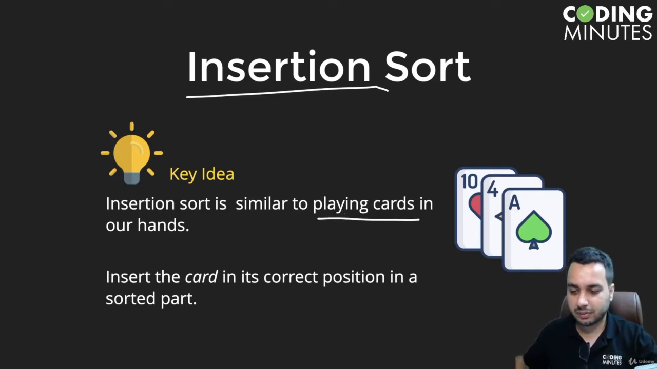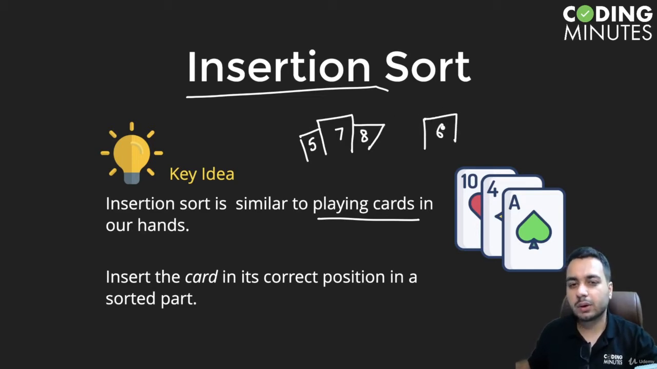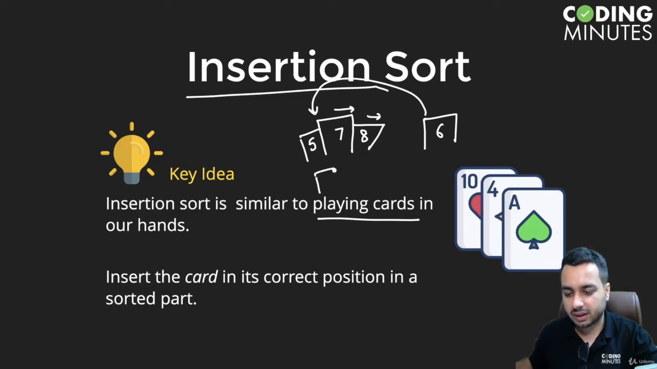game. So for example, if you have certain cards in your hand and let's say they are already sorted, you have a card 5, you have a card 7, you have a card 8, and now if I give you a card 6 and I want you to insert it in the right place, what you will do is start from the right. 8 is bigger, so put it aside, 7 is bigger, put it aside, and you create some space between 5 and 7 and insert this card at this particular position. So it basically becomes 5, 6, 7 and 8.